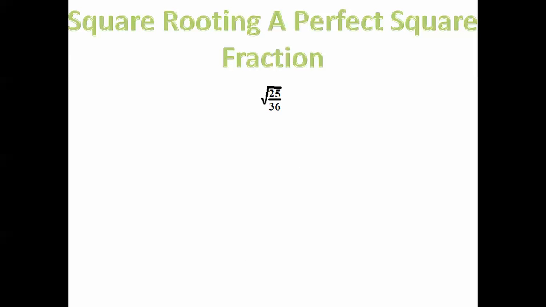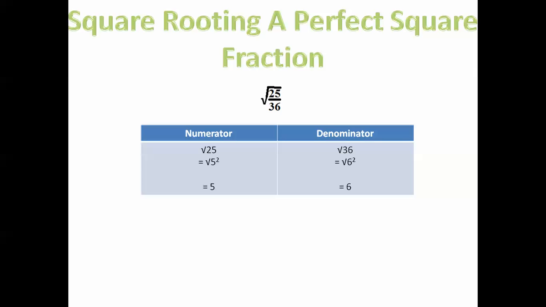Alright, square rooting a perfect square fraction. The way I like to do this is split it up into numerator and denominator, calculate each separately, and then put it back together as a fraction. So the square root of 25 is the square root of 5 squared, and that is equal to 5. The square root of 36 is equal to the square root of 6 squared, which is equal to 6. And that is equal to 5 over 6, because we just put it back together as a fraction.